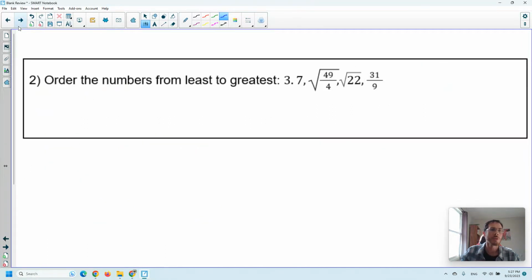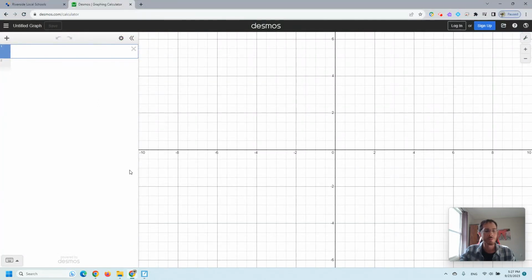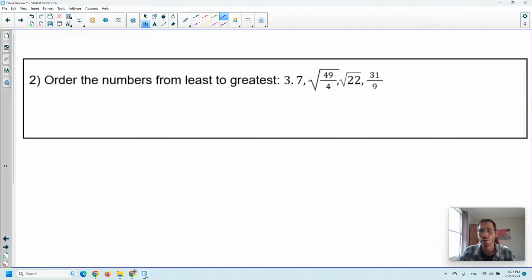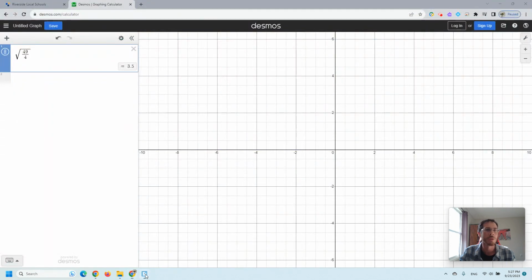All right, for number two, order them from least to greatest. We have a whole bunch of numbers. It's probably best to find out what they all are as decimals to get some approximations. So I'm going to go into Desmos, my calculator. Square root of 49 over 4. I'm going to double check that they're both in the square root. They are both in the square root. So this is 3.5.